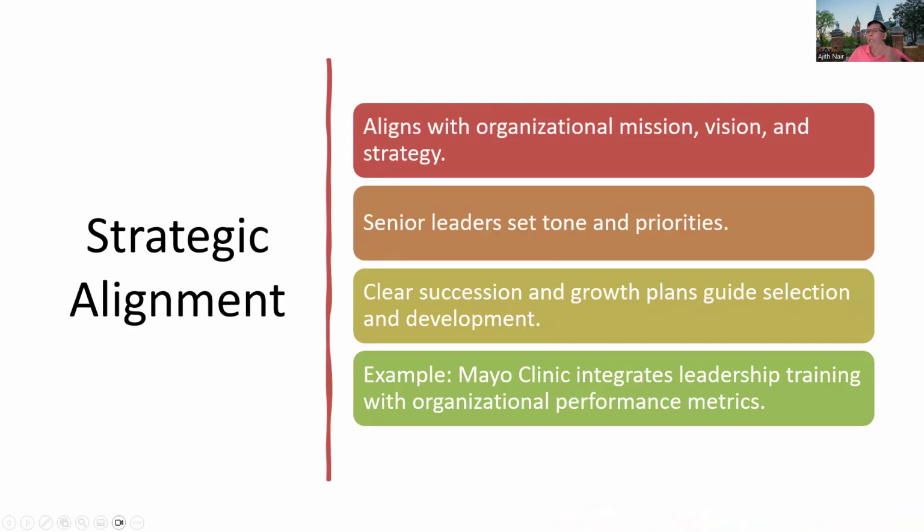So now, speaking of alignment, let's take a look at strategic alignment and how leadership development can be part and parcel of a system. One of the most common pitfalls: many organizations, many hospitals, many health systems, even today, treat leadership as a side project. It's disconnected from the real mission and strategy of the organization. Strategic alignment means tying the leadership growth directly to the organization's vision, values, and goals.